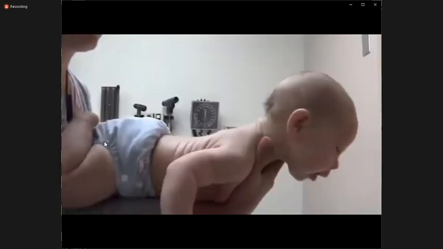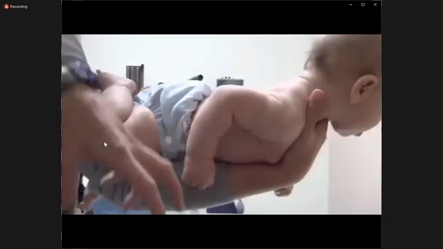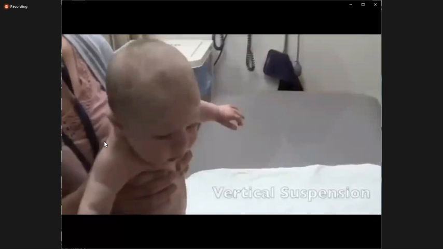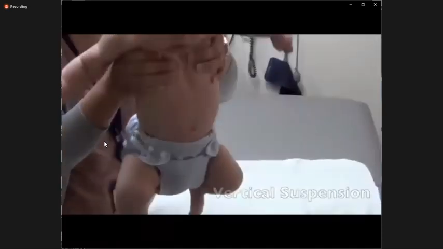In a baby with hypotonia, you would see that her arms and her legs and neck would kind of droop over and fall straight down. What you do in this exam is put your hands basically under the baby's axilla. In a baby with low tone, you would see that the baby's arms would start to go up towards the ceiling, and the baby might actually slip through.